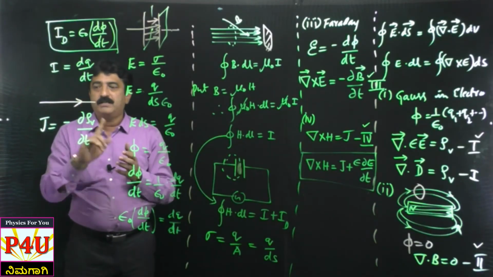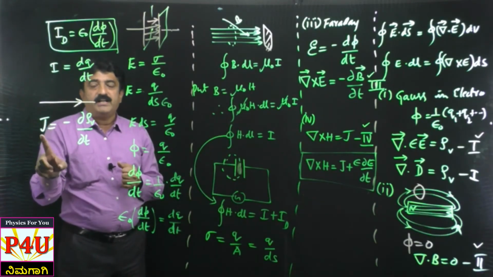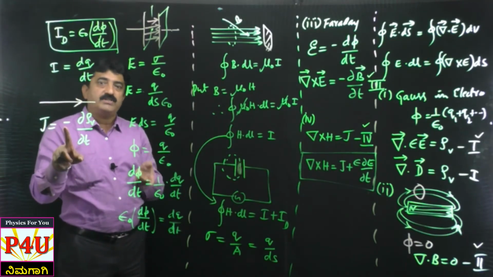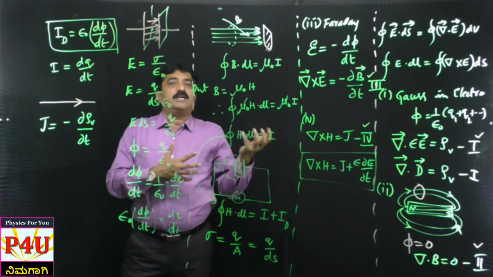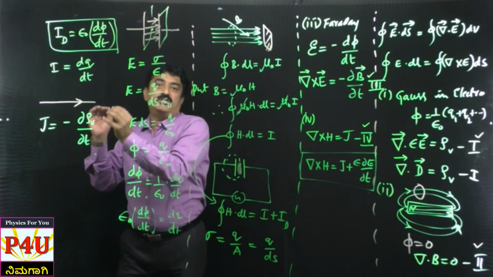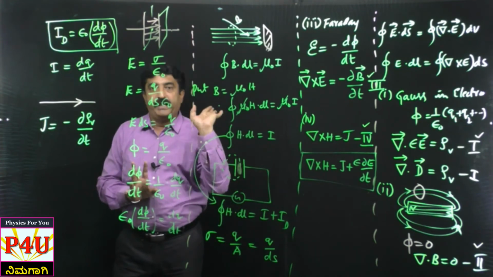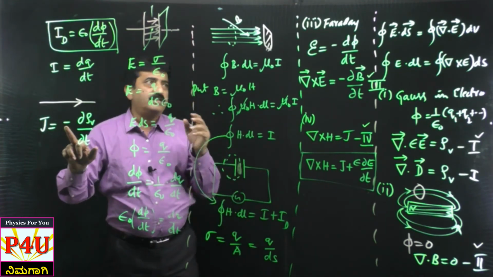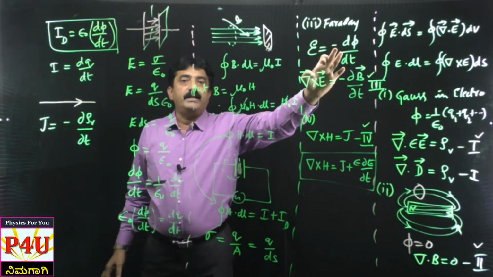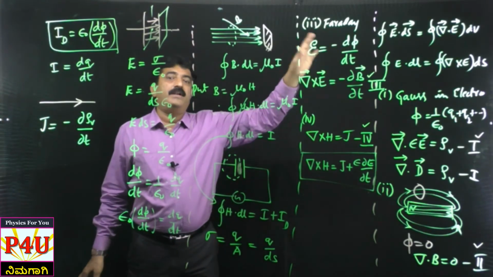According to this equation, J is current density. It increases when dou rho v by dou t increases. But the negative sign indicates that when more charges are coming out from the given enclosure, the amount of charge inside the enclosure decreases. That is the meaning. See, the negative sign has different meanings in different contexts. Here the negative sign stands for a totally different reason.